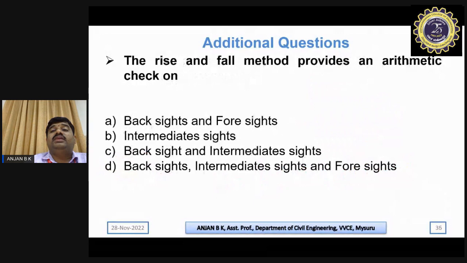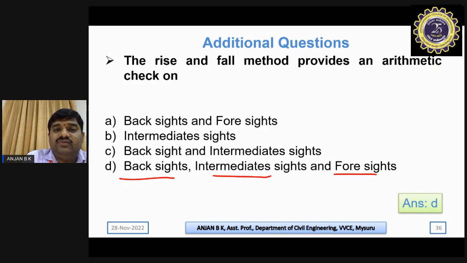The rise and fall method provides an arithmetic check on backsight and foresight, intermediate sight, or backsight, intermediate sight, and foresight. It actually gives the check for all the three, that is backsight, intermediate sight, foresight. But height of instrument method will give the check for backsight and foresight only.